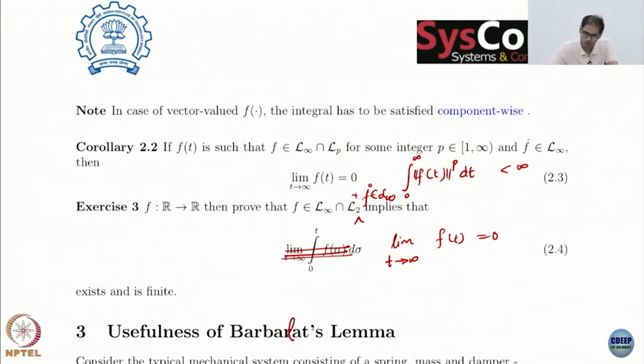The next step is to see how we can use Barbalat's lemma. It is significantly simpler than all your feedback generation material, so you will follow this rather easily.